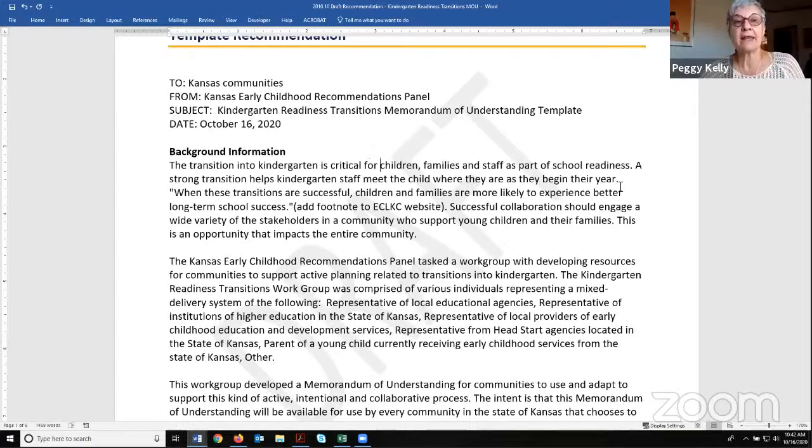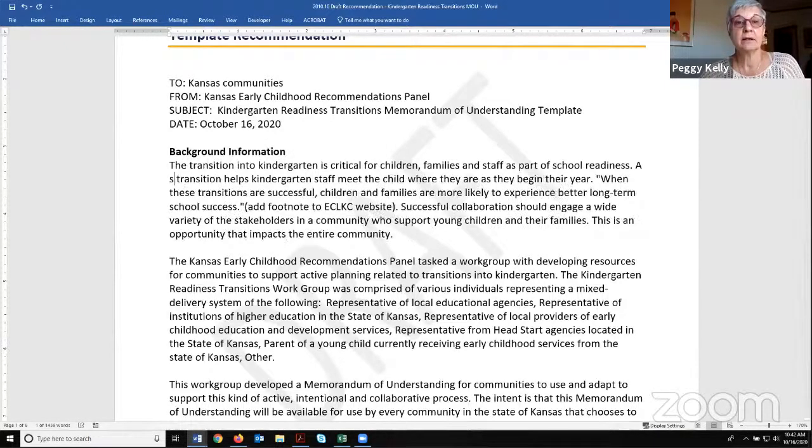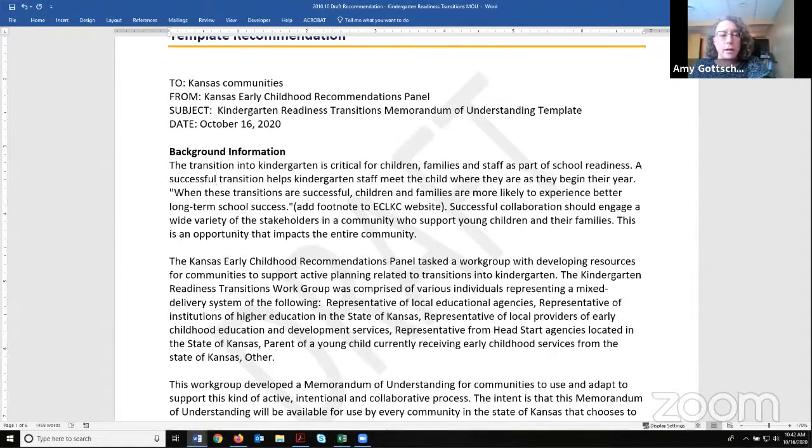And maybe, Peggy again, it should say "this successful transition into kindergarten." This is Amy Gottschammer, though. We've got a lot of "successes" then, because we've got two in the quote from the ECLKC website, and then another "successful" right after that, and then we're adding one above. Just a consideration. This is Mallory Orlano.